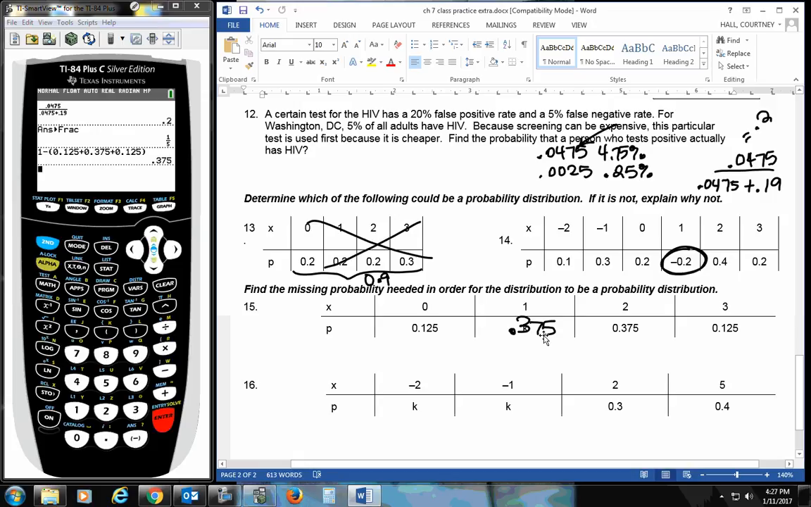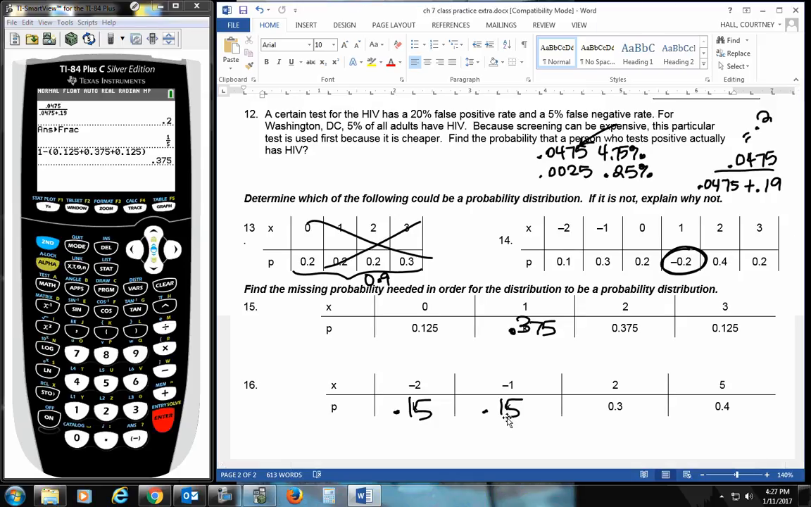Okay, number 16, a little bit trickier. We have 2 Ks, but we know they're going to be the same because it's the same variable. So I can add what I have. I have 0.3 and 0.4. So I already have 0.7 or 70% of the probability represented. So if I have 70% represented, then I have 30% left over for those 2 Ks to share. So each one is going to be 15%. So that would be 0.15 and 0.15. And so you want to double check it. It does add up to 1.